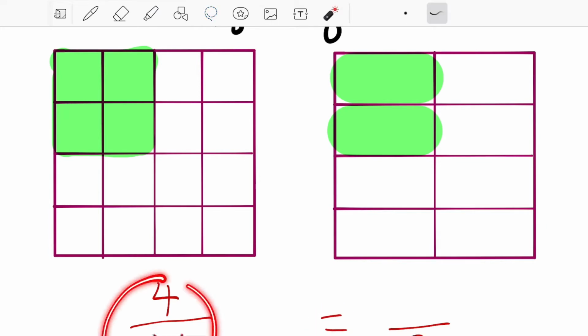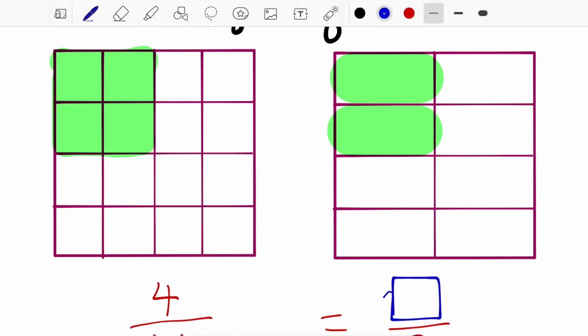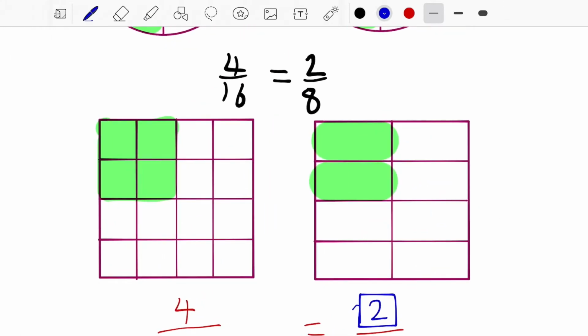So 4/16 is equal to how many 8s? So in order to go from 16 to 8, do we multiply or divide? It's a smaller number, so we must divide. We will divide by 2. 16 divided by 2 is equal to 8. So we must do the same to the numerator. Divide by 2. 4 divided by 2 is equal to 2. So 4/16 is equal to 2 8s.